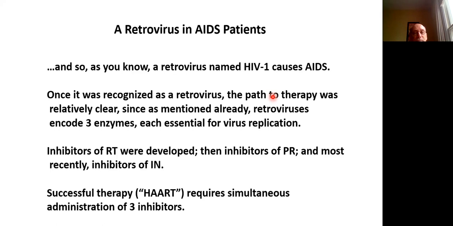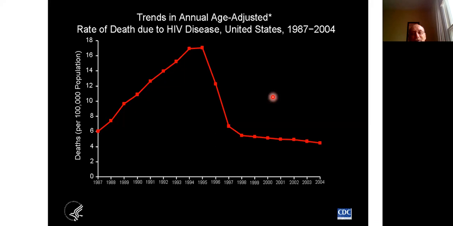Anyway, when this so-called triple therapy, highly active antiretroviral therapy, was introduced in the mid-90s, the death rate fell like a stone. And it's, I think, rather miraculous that the virus was isolated and reported in 1983, and already by 1995, measures had been developed to bring the infection under control.